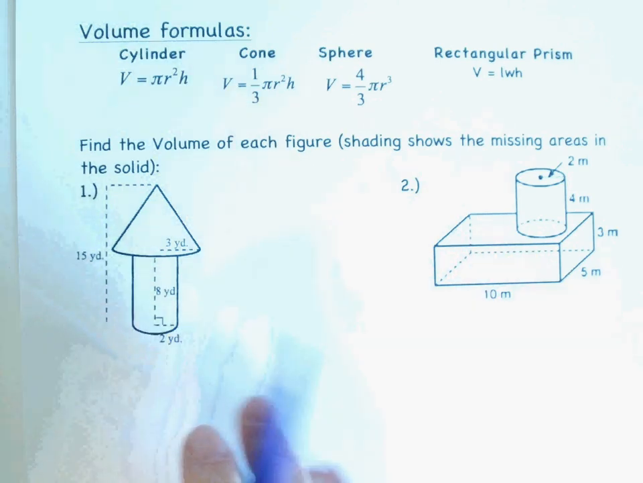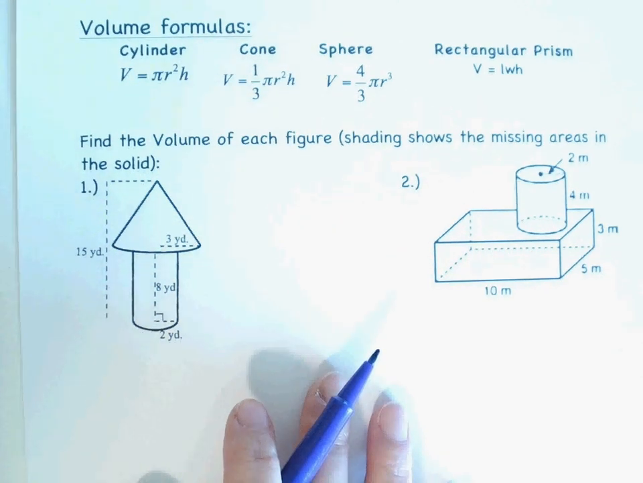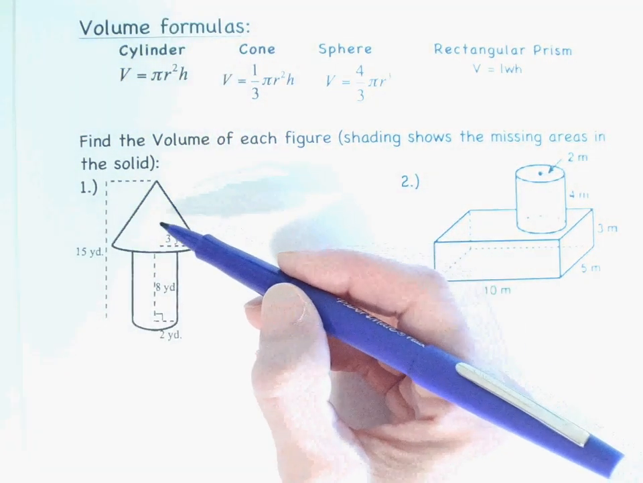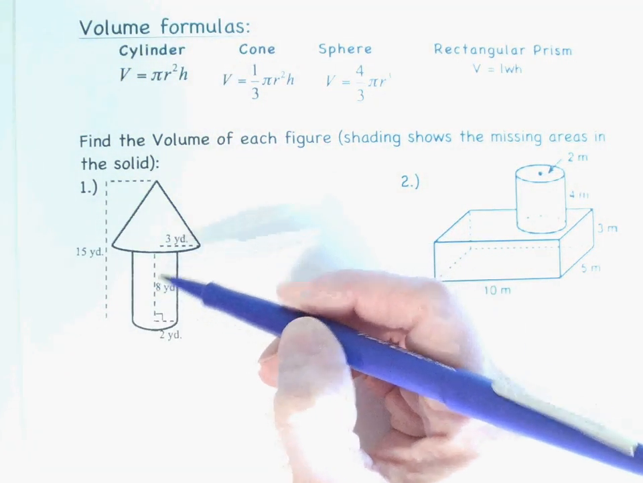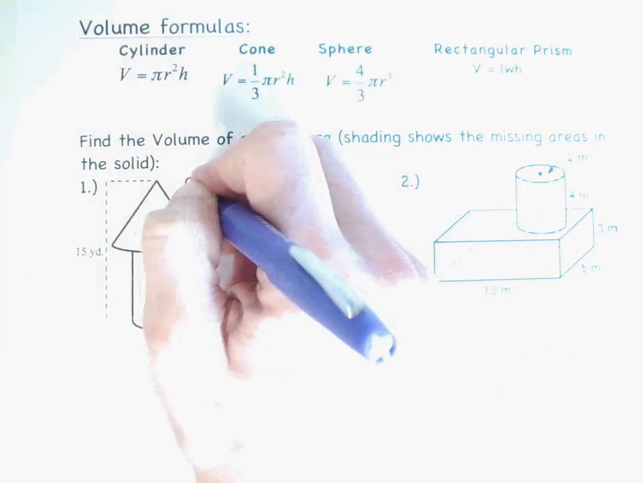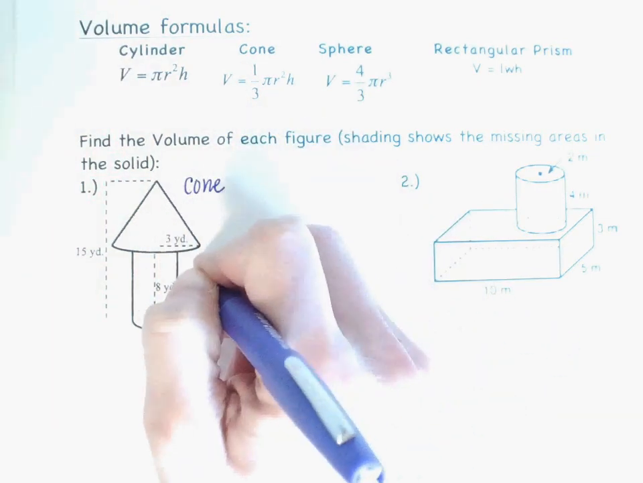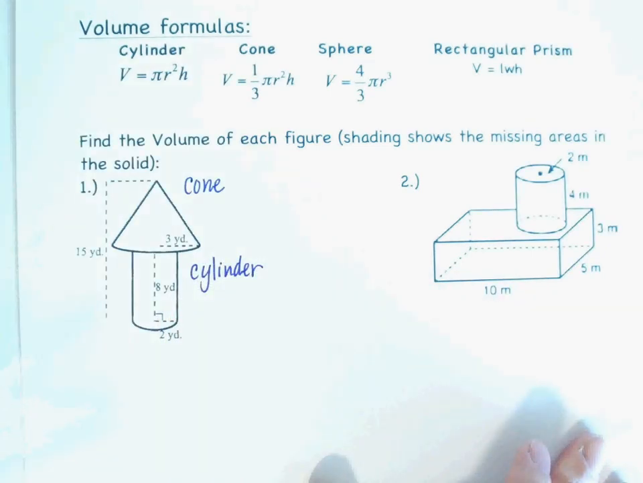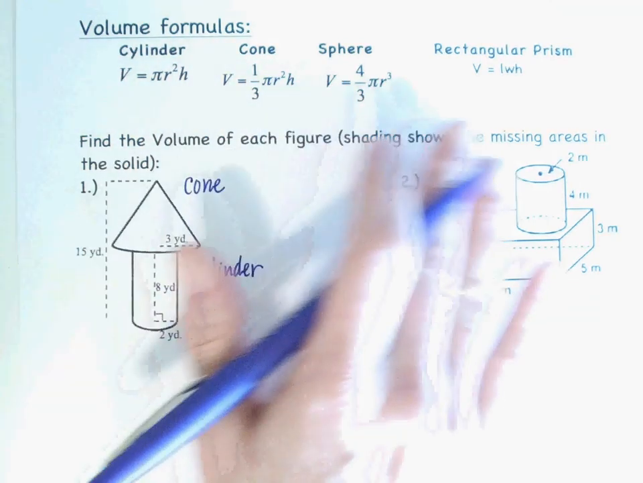So the first one, what we're going to do is identify each of the figures that make up this composite figure. And I have a cone and a cylinder. So I'm going to go ahead and label the top as my cone, the bottom as my cylinder. For each figure, I'm also going to identify important pieces that we'll need for the formula.